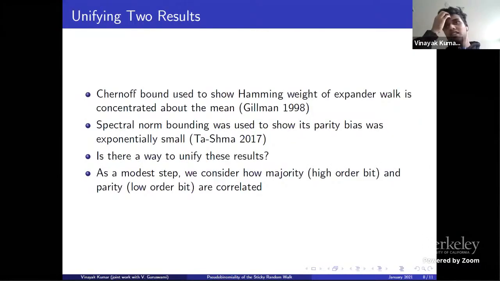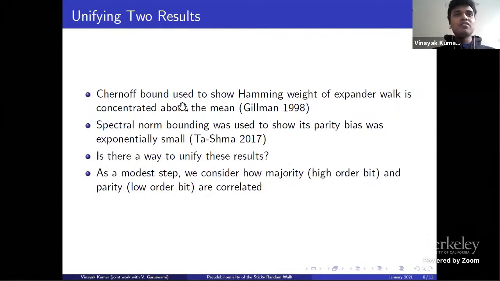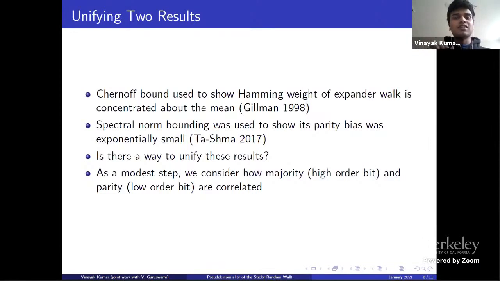And as an example of how much we don't know about this sticky walk, we have two results, right? We have one result from the Chernoff bound saying that the number of visits is very close to the mean, and we have another saying the parity bias is very small.